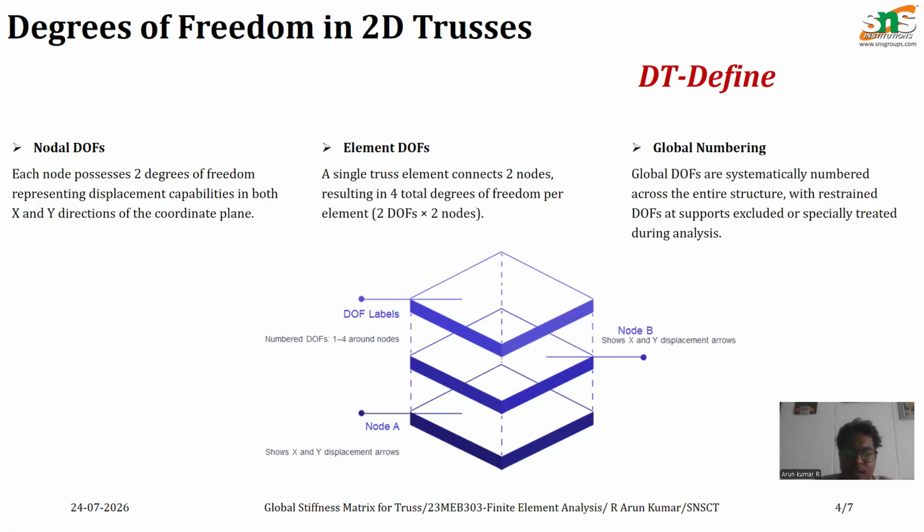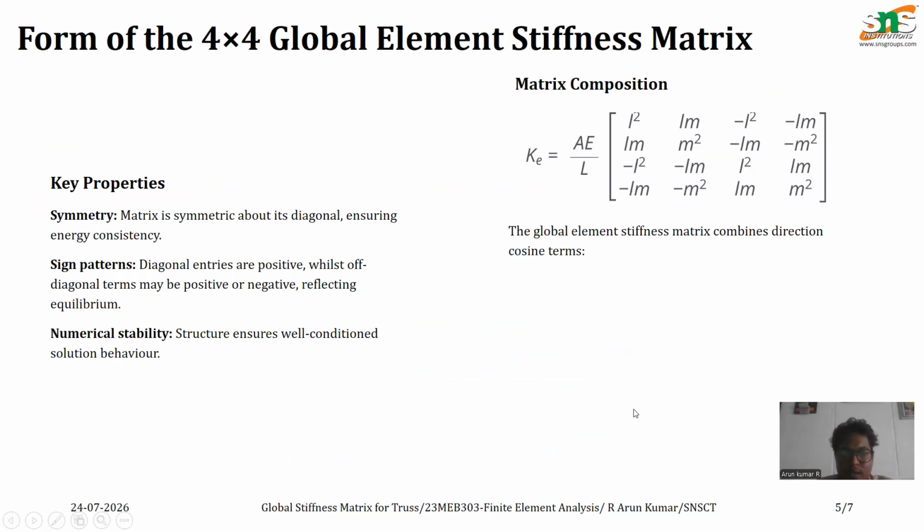Now let us understand this diagram. The top layer we consider as the DOF label, with DOF numbers 1 to 4 across the nodes. Here node B shows the x and y displacement arrows, and node A likewise shows the x and y displacement arrows. Next, the formation of the 4 by 4 global stiffness matrix. What does 4 by 4 mean? It means 4 rows and 4 columns.